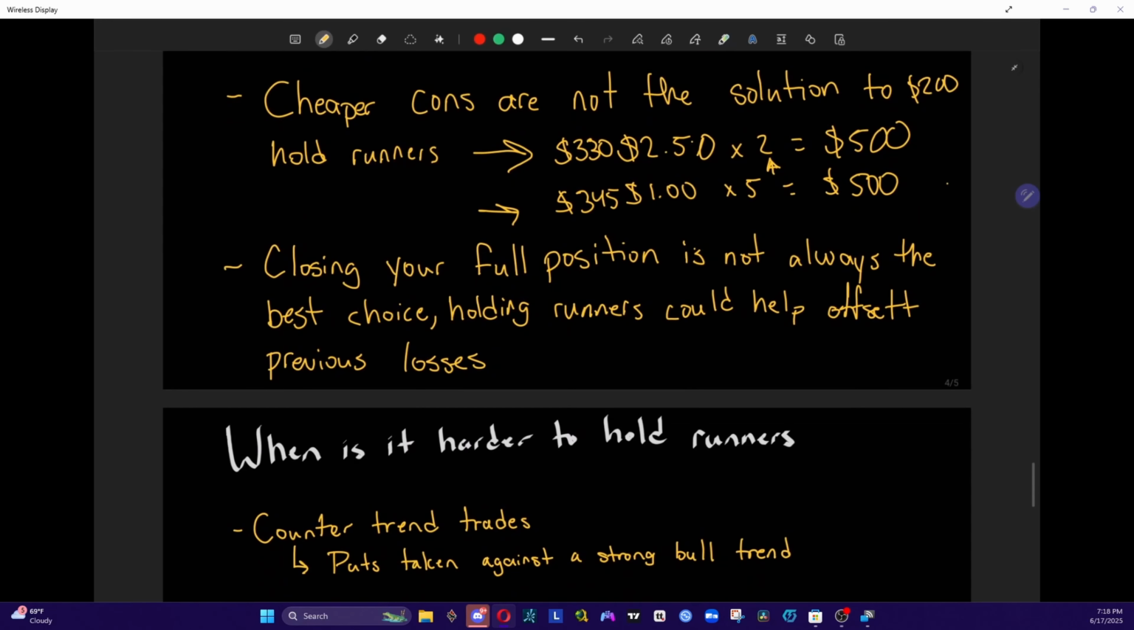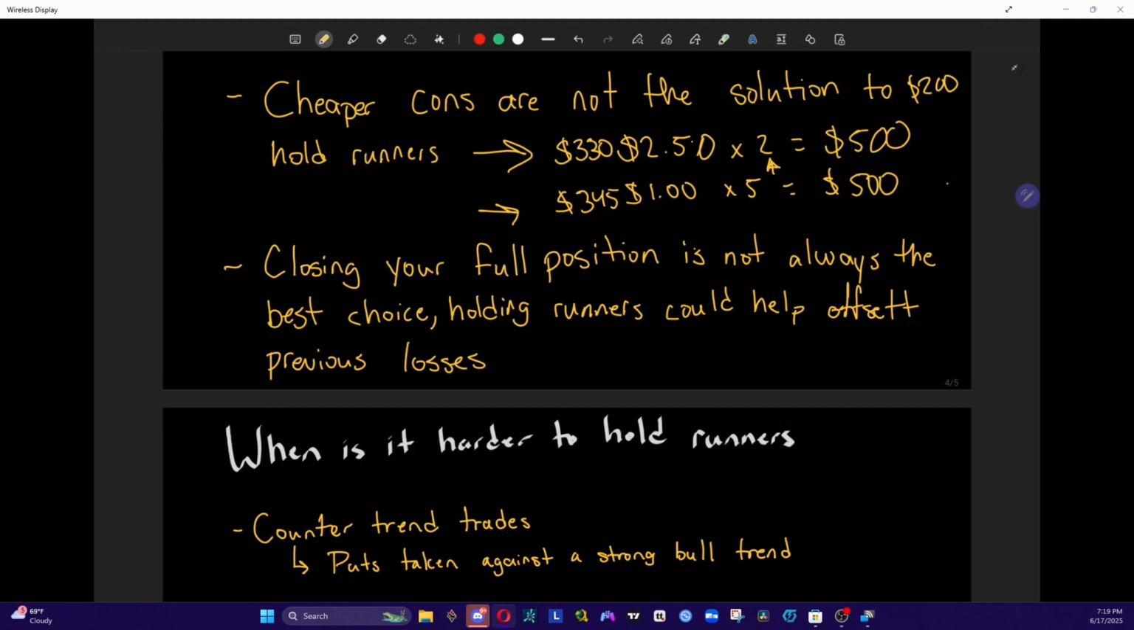So when is it harder to hold runners? As we talked about before, it's always going to be harder to do it versus counter-trend trades. So this kind of ties into when to hold runners. When you're taking a trade that's counter to a trend, you have to realize that. That doesn't mean you completely take profit at a 10% profit, but it's something we'll talk about deeper.